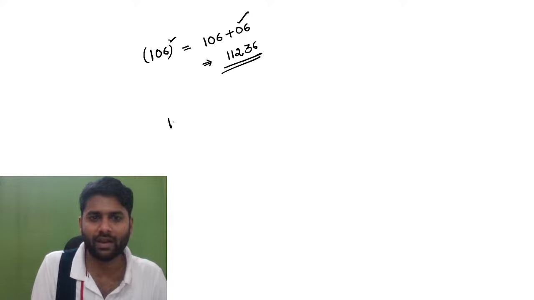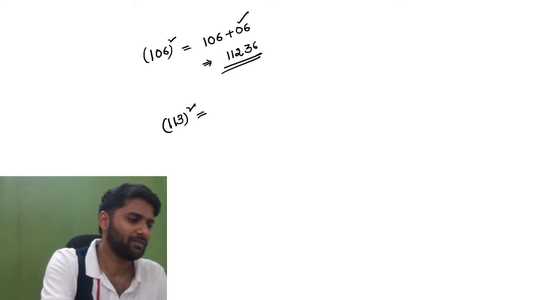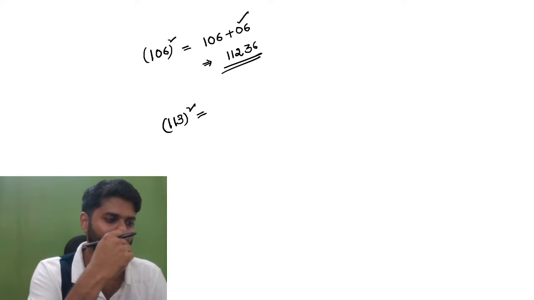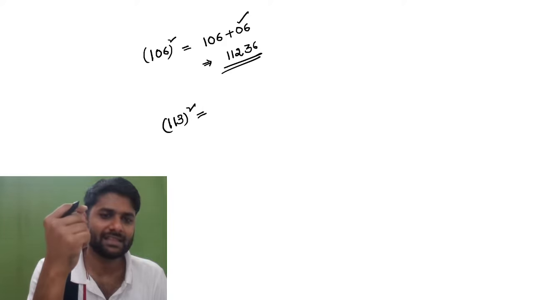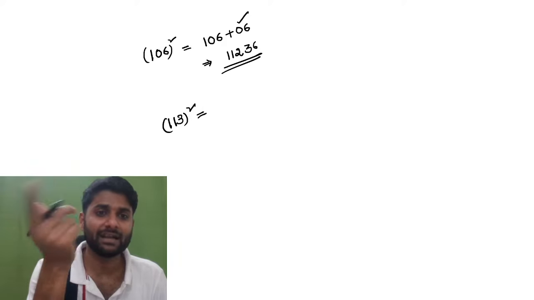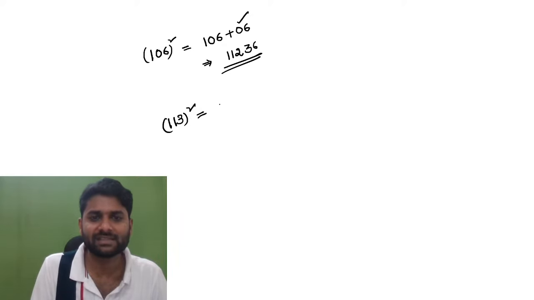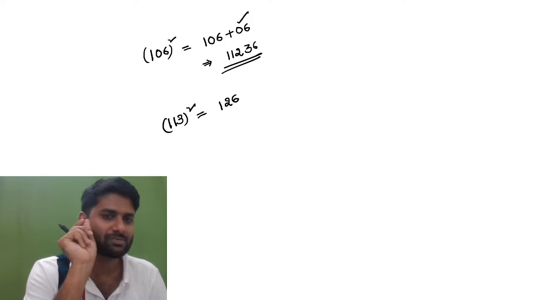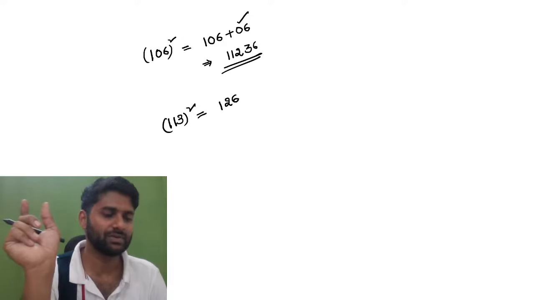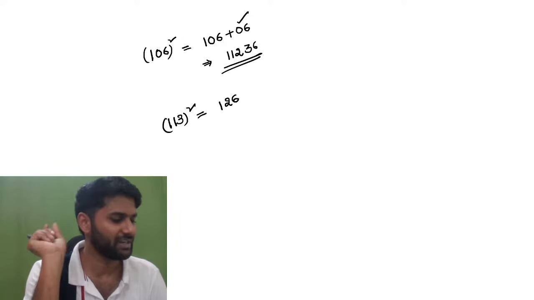Okay, let's go for 113 whole square. 113 is more than 100 by 13 units, so 113 plus 13 is 126.